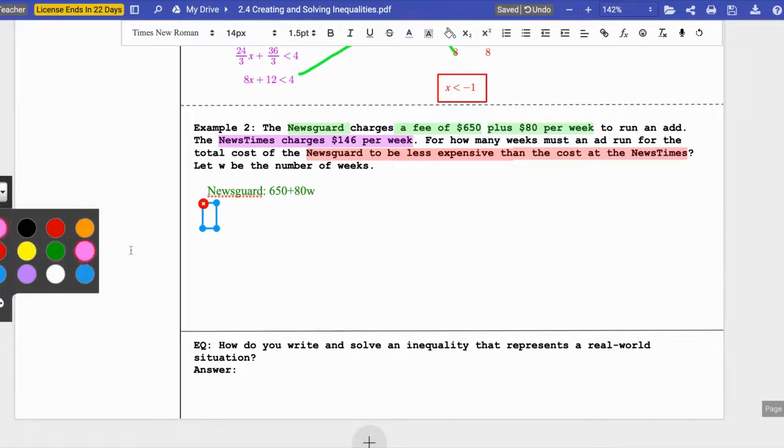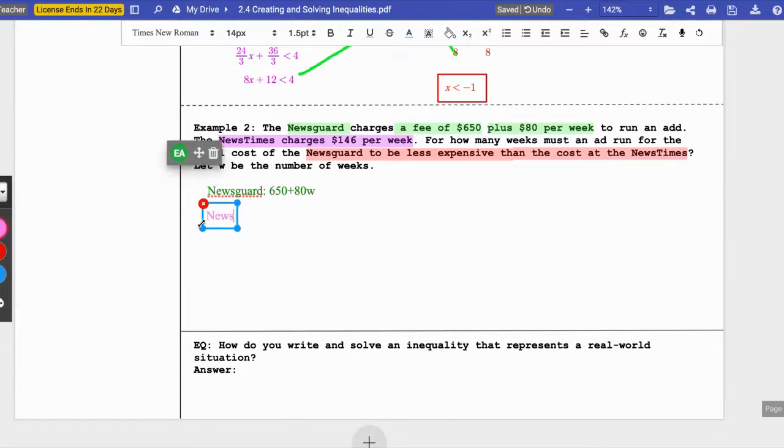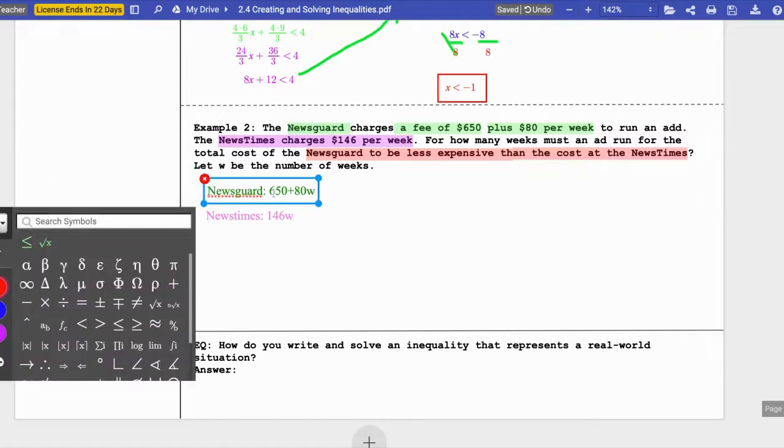The News Times is a little bit different because the News Times only charges $146 per week. It's not a $146 fee. It's $146 per week. So now what I need to do is find out when the News Guard is less than the News Times. So this is where I'm going to use that inequality.